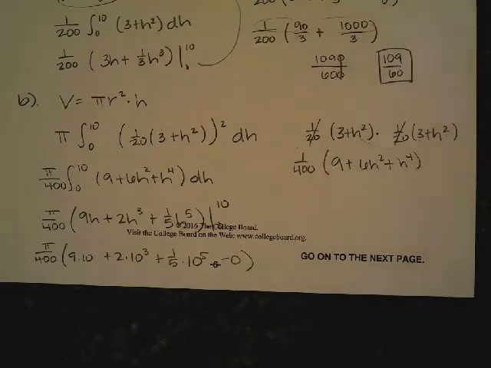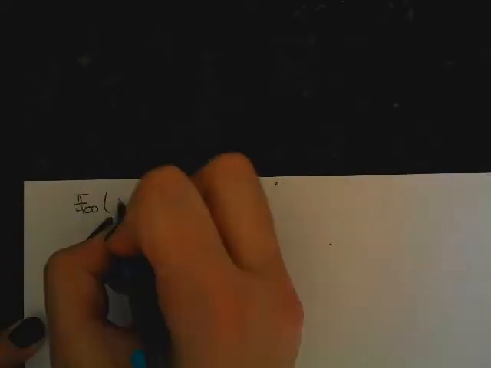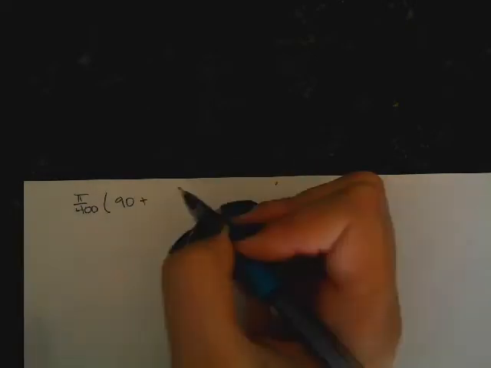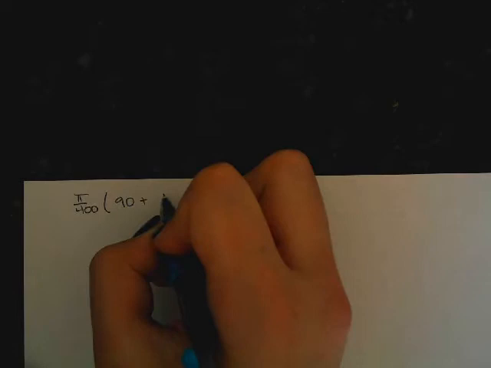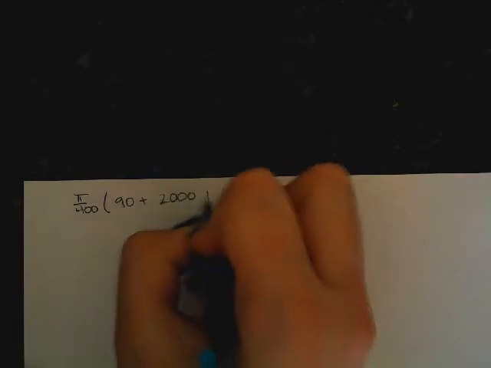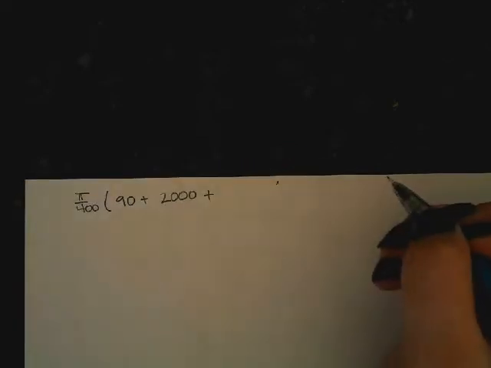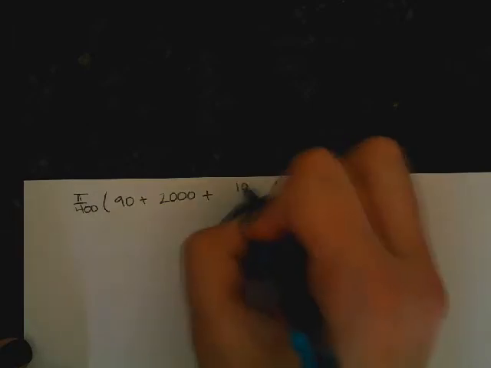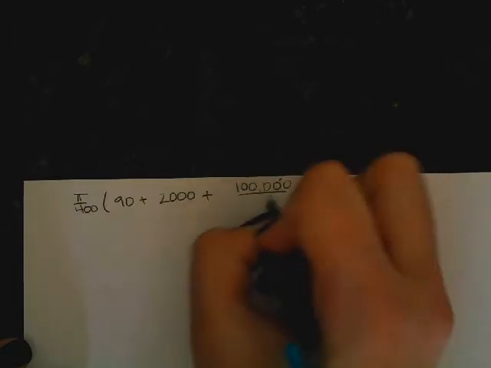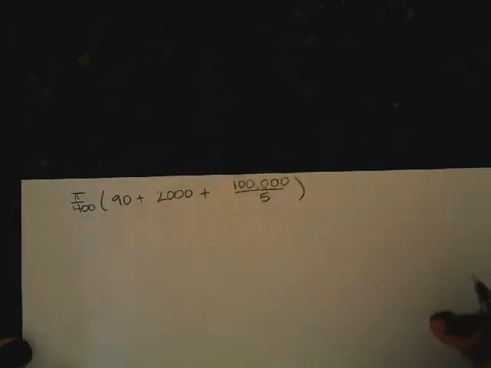All right, so I've got pi over 400. 9 times 10 is 90. 2 times 10 to the 3rd. 10 to the 3rd is 1,000, so 2 times that would be 2,000. 10 to the 5th is 100,000, and we have 1/5 of that, so that's being divided by 5.